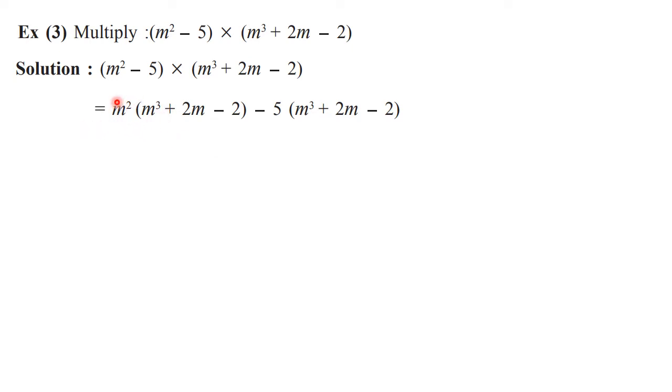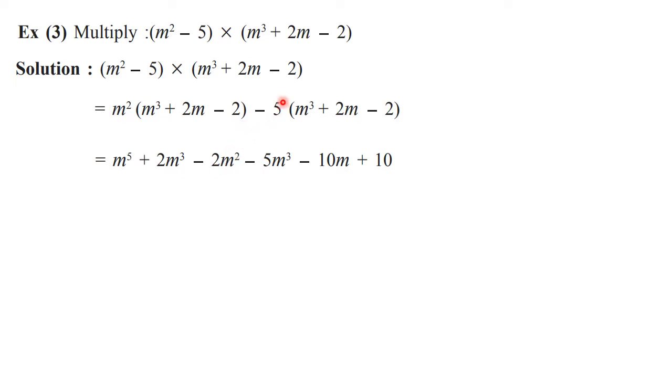So m square into m cube. When we multiply here, the indices get added, or powers we have to add, not multiply. So m square into m cube is not m raised to 6. It is m raised to 5. Similarly here m square into 2m is 2m cube. M square into minus 2 is minus 2m square. Okay. So see, m square into m cube, m raised to 5. M square into 2m is 2m cube. M square into minus 2 is minus 2m square.